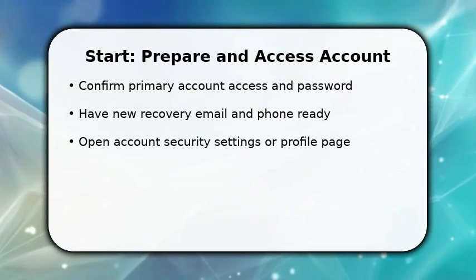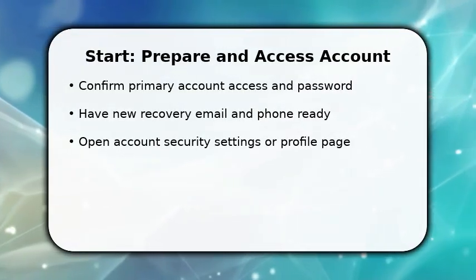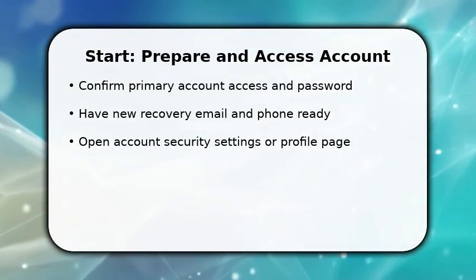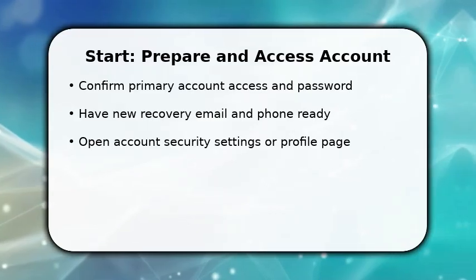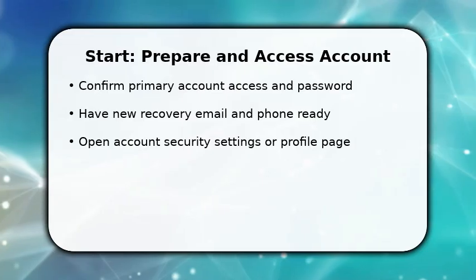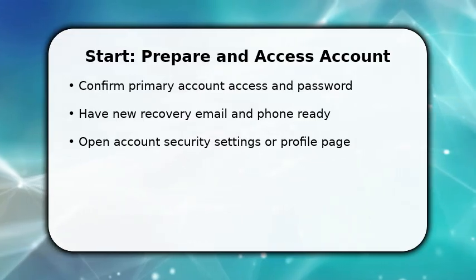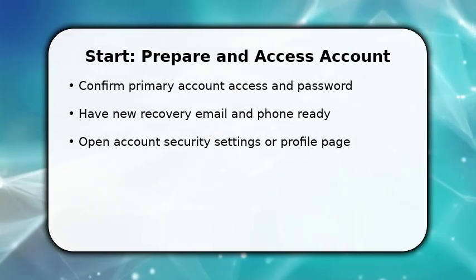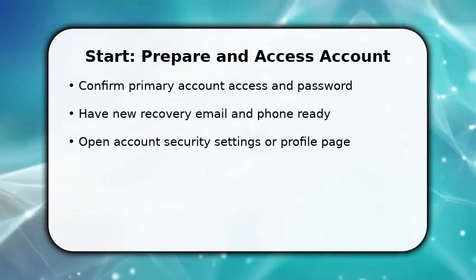You start by signing into the account where you'll add a recovery email. Enter your password if prompted to confirm identity. Once inside security settings, locate the recovery or contact email field and click Edit or Add. Make sure the new recovery address is one you control and check it for recent activity.